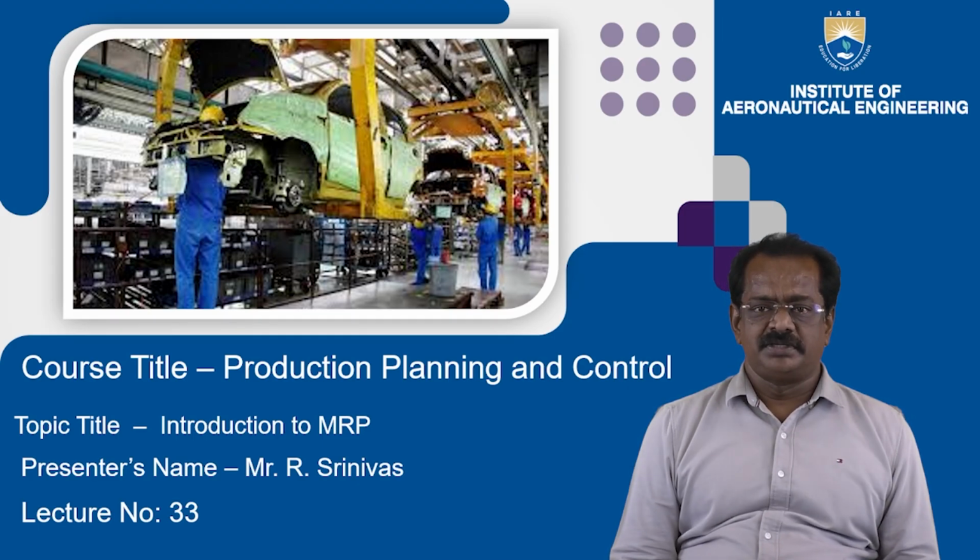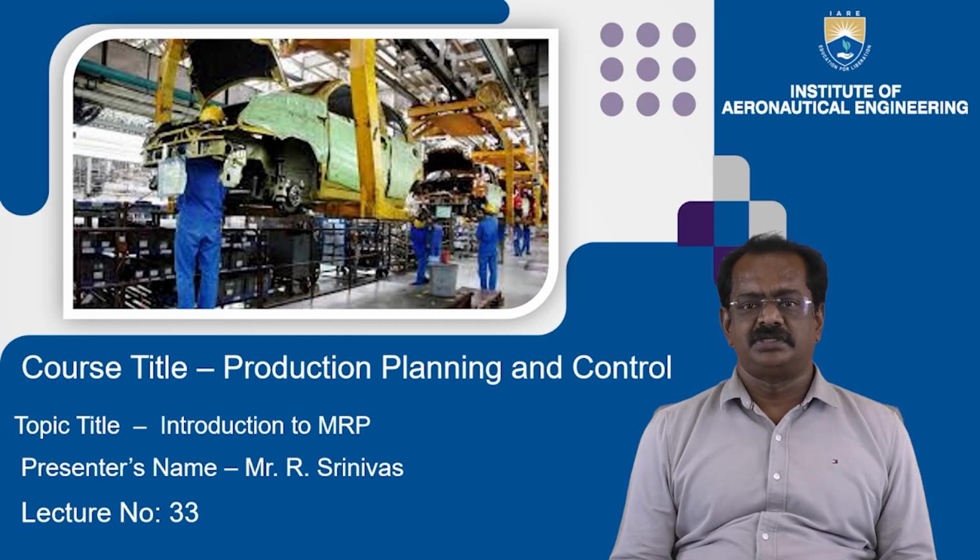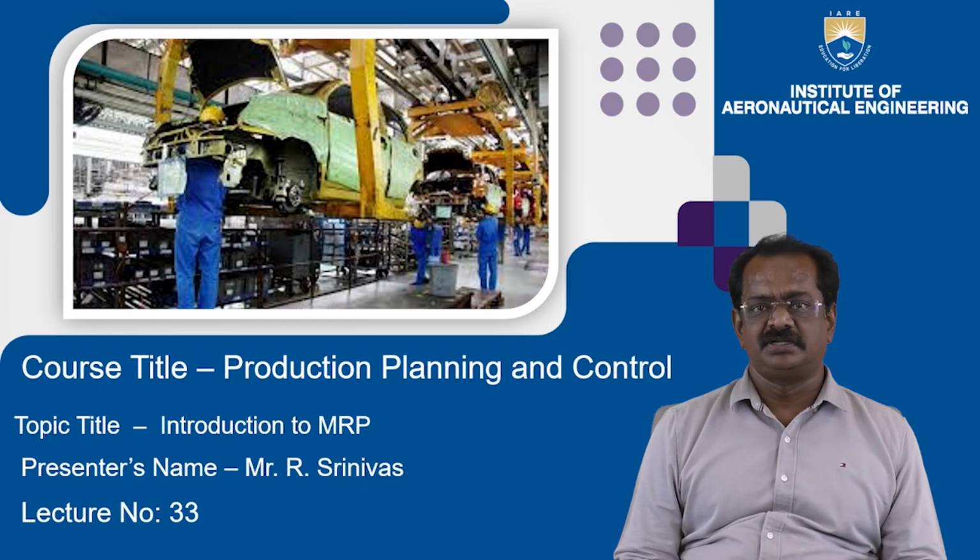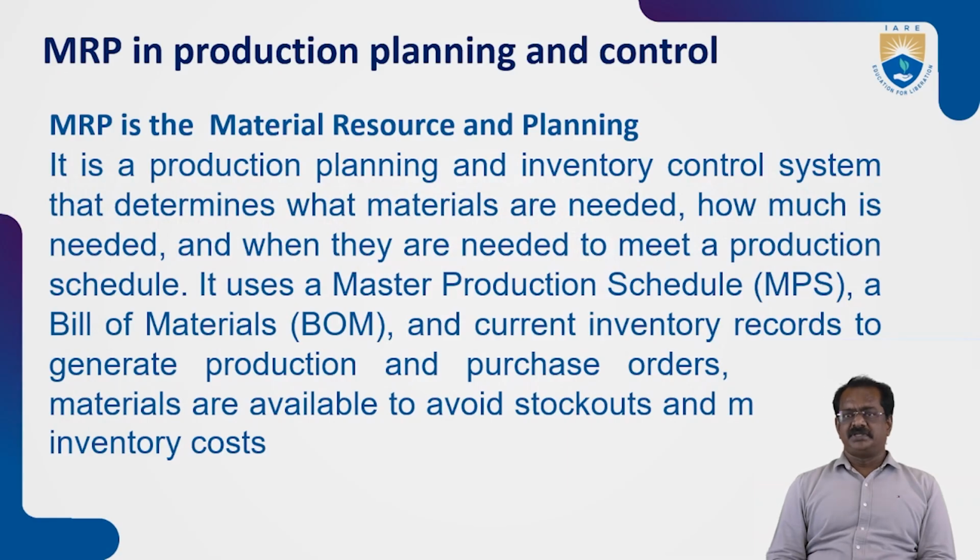And today's topic will be introduction to material resource planning. So, what is material resource planning? Material resource planning is a control system that determines what materials are needed, how much is needed, and when they are needed to meet the production schedule. It uses the master production schedule, bill of materials, and inventory records to generate production and purchase orders, ensuring the materials are available to avoid stockouts and minimizing inventory costs.